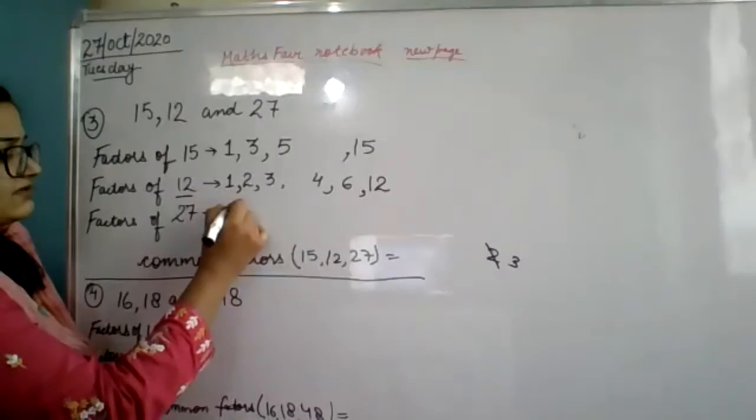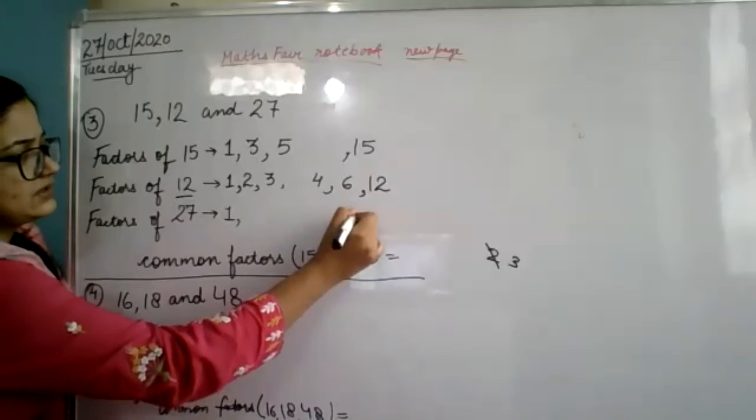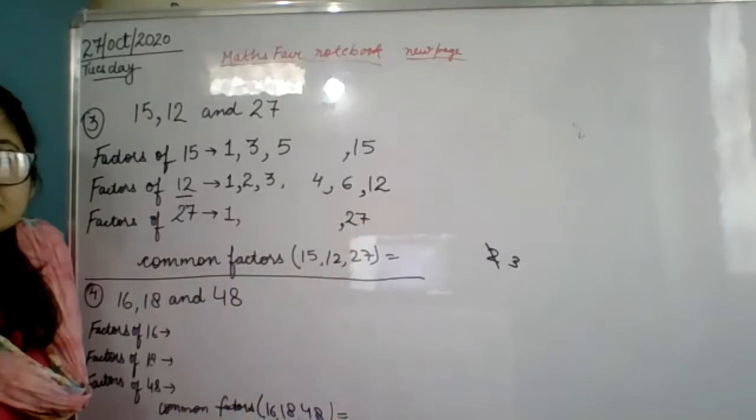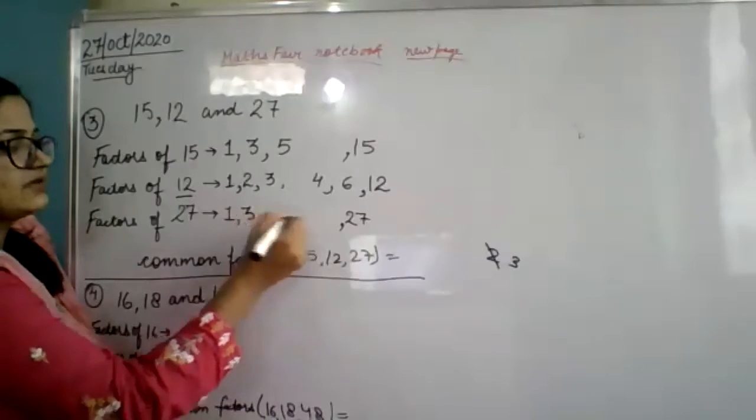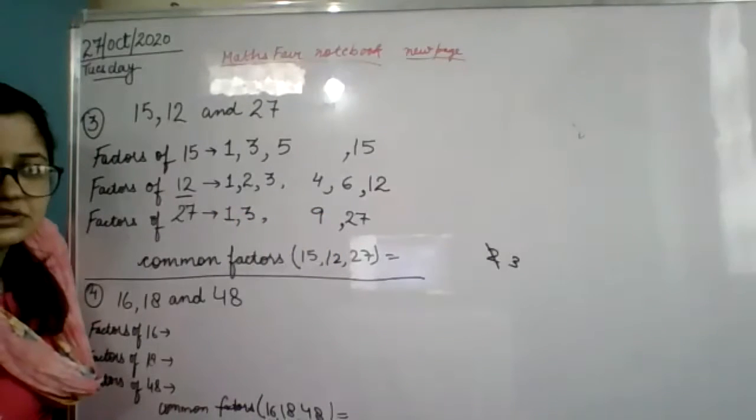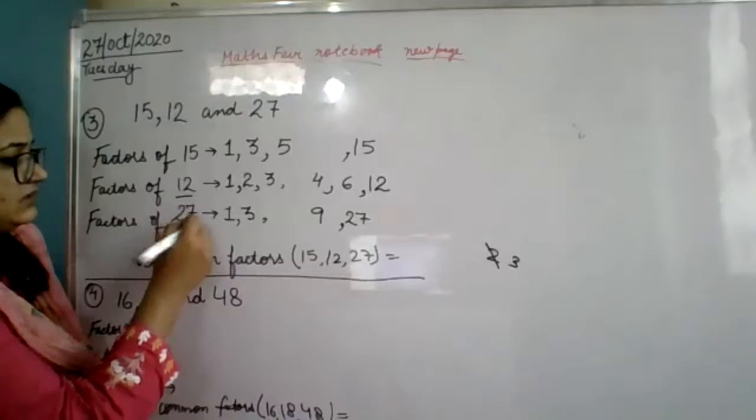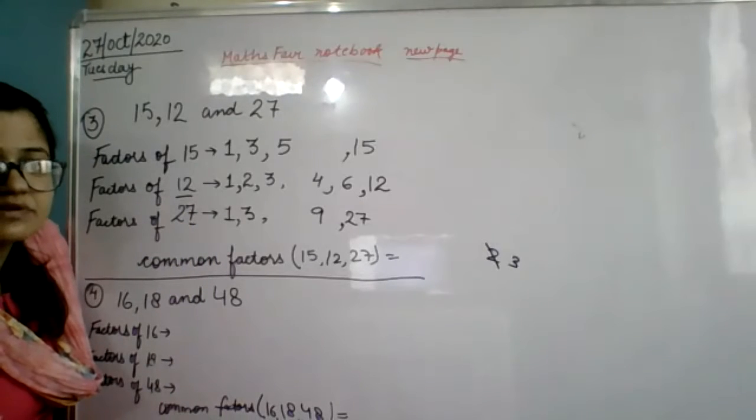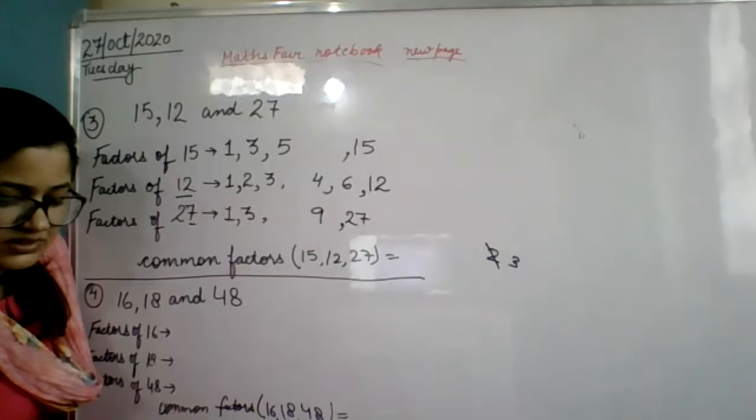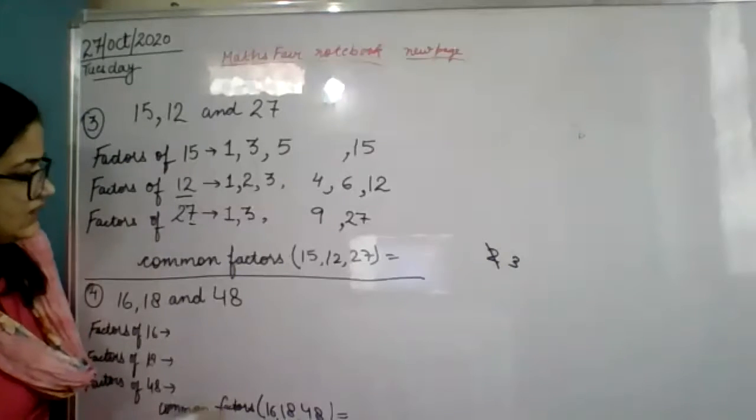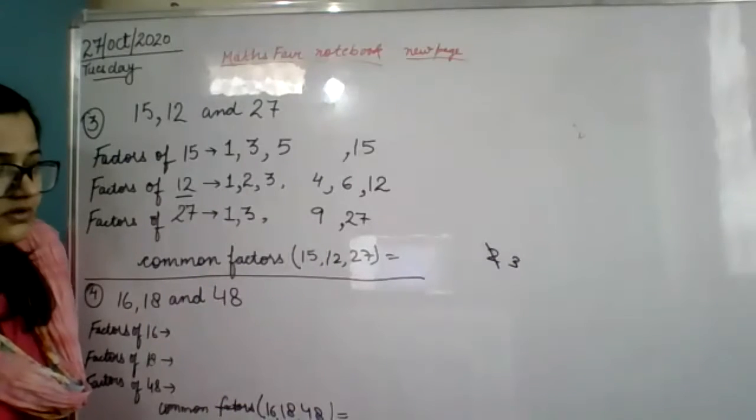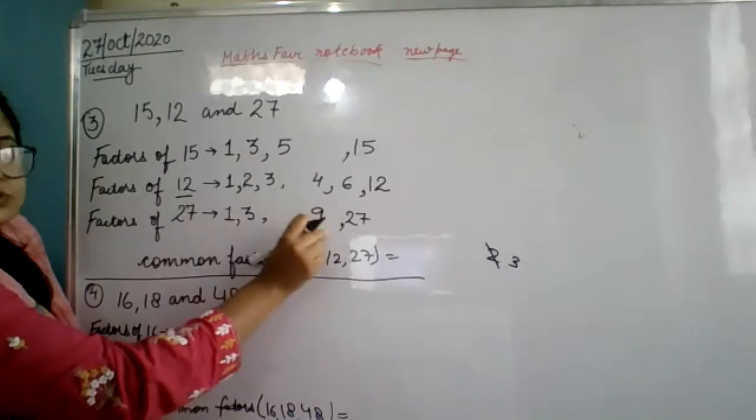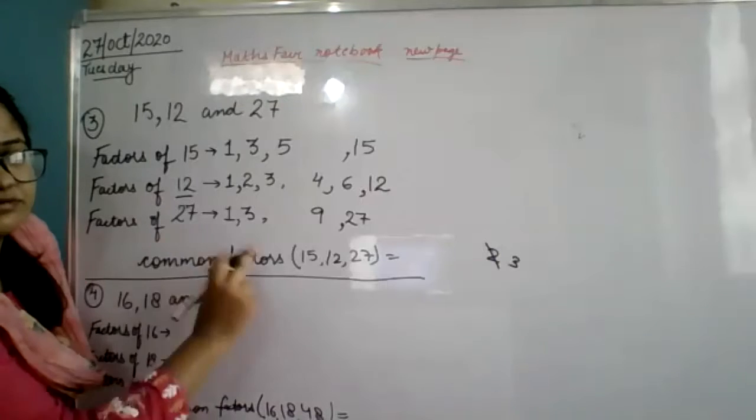Now the factors of 27, 1 and 27. 2 say it is not divisible because it is not an even number. 3 say it is divisible, 3 nines are 27. 4 say it is not divisible, 5 not divisible, 6 not divisible, 7 not divisible, 8 will not be divisible, 9 is already there. So we will stop here. When we see any number and it is already there, then we will stop. So these are factors of 27.